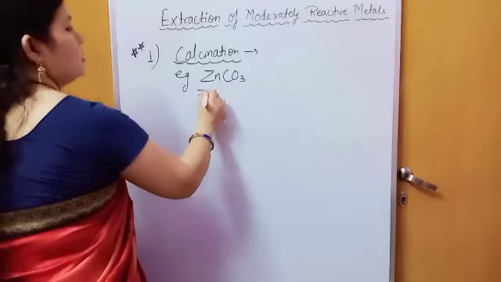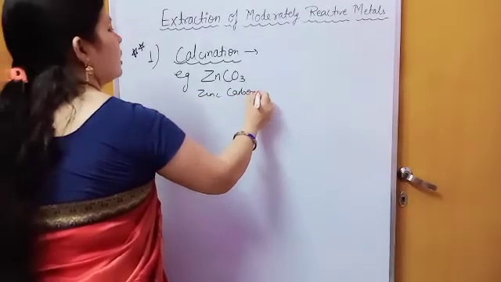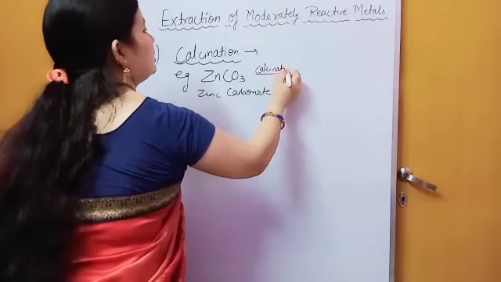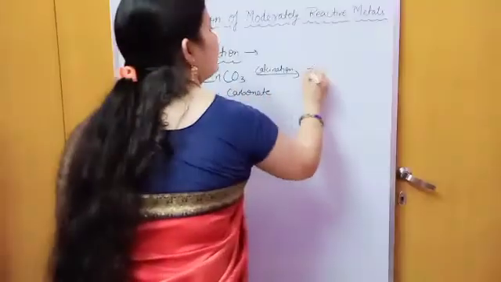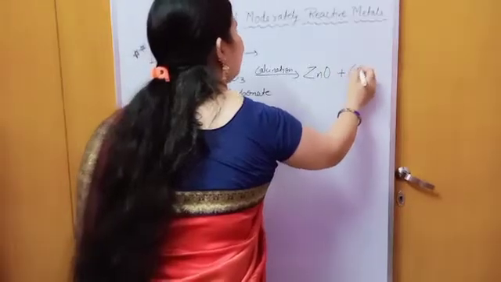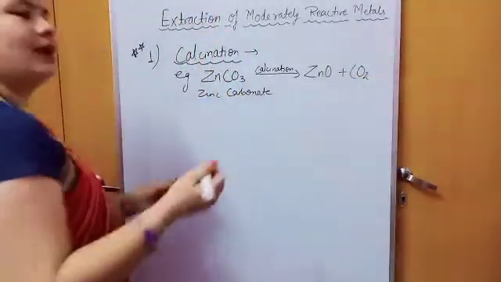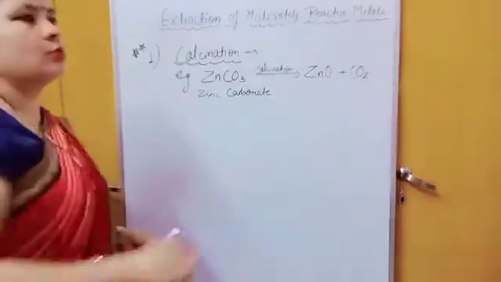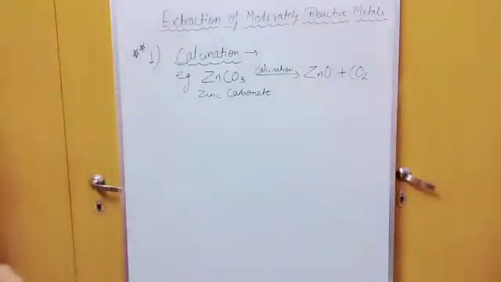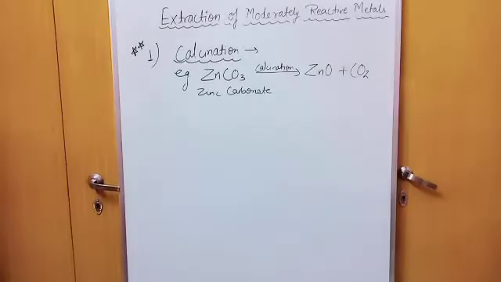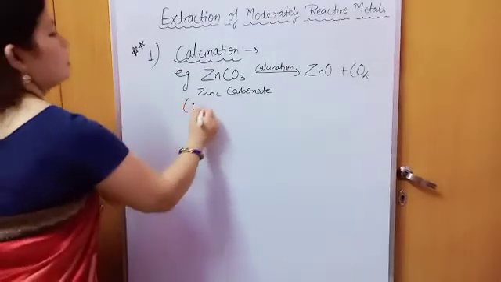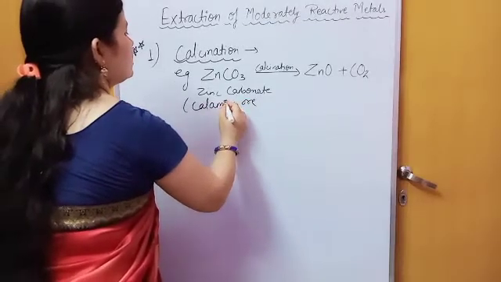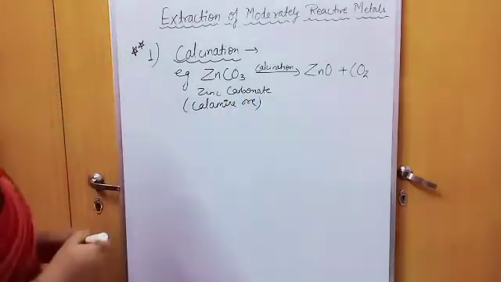Then we have one general example, zinc carbonate. In the absence of air, calcination occurs, and it is converted into zinc oxide plus CO2. This equation is already balanced. This ore is calamine ore, zinc carbonate. This is calcination.